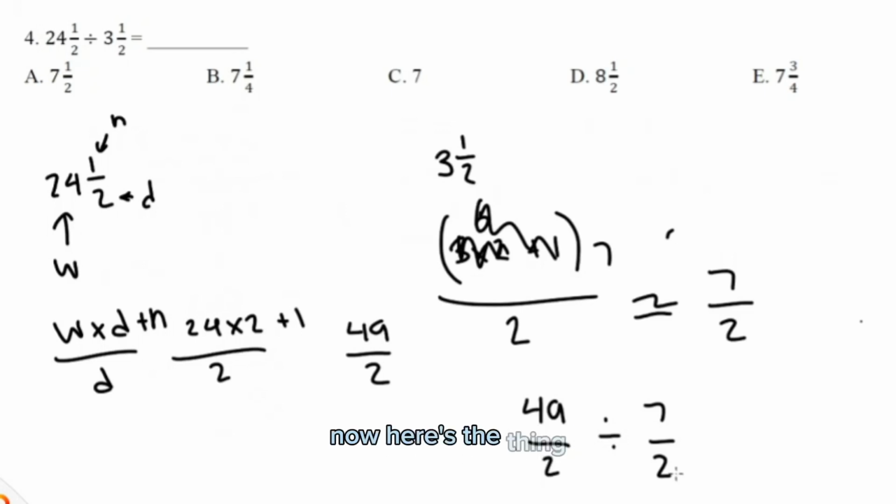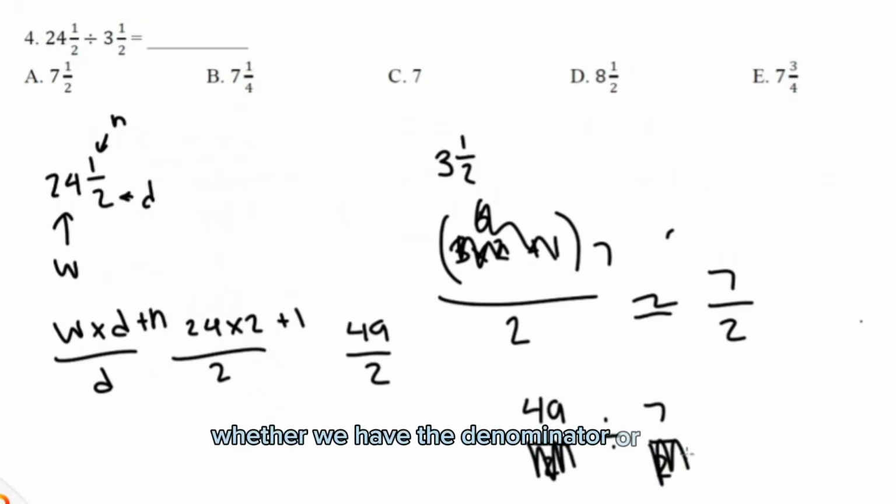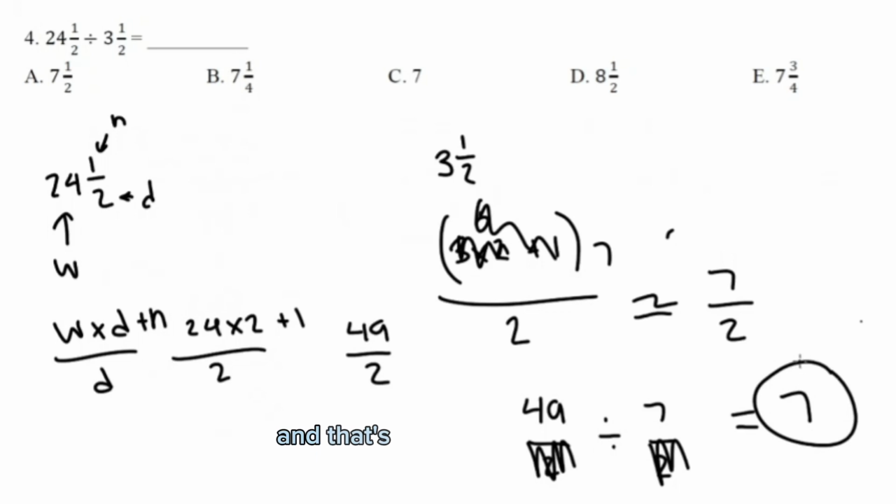Alright, now here's the thing. Since these both have the same common denominator, we can just get rid of them, because it's going to give us the same result whether we have the denominator or not. So now we just have 49 divided by 7. 49 divided by 7 is just 7, and that's your answer.